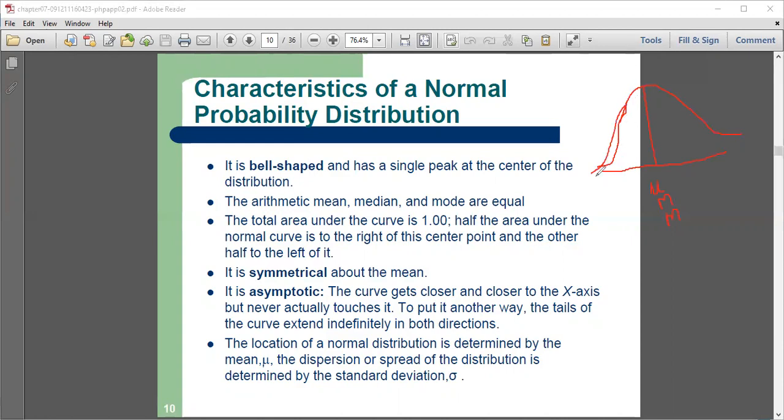It is asymptotic to the line. It means that this line never touches the curve. You can see the explanation here. The curve gets closer and closer to the axis. There we will have the x values here, but never actually touches it. To put it another way, the tails of the curve extend indefinitely in both directions. So here we will have negative infinity, and at this point we will have positive infinity.